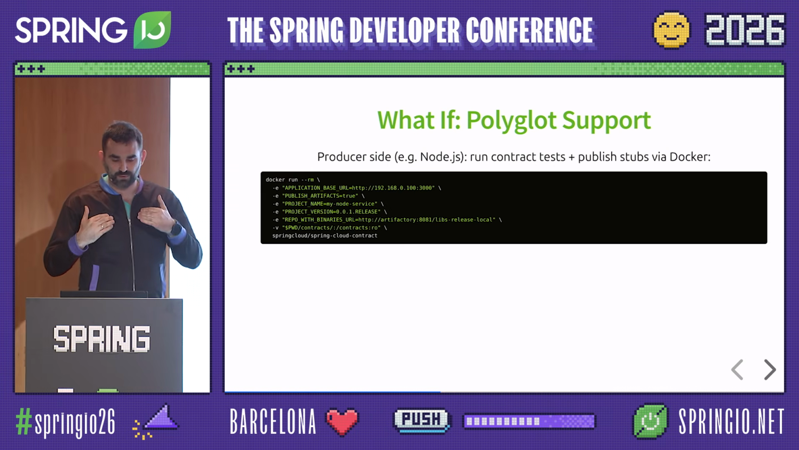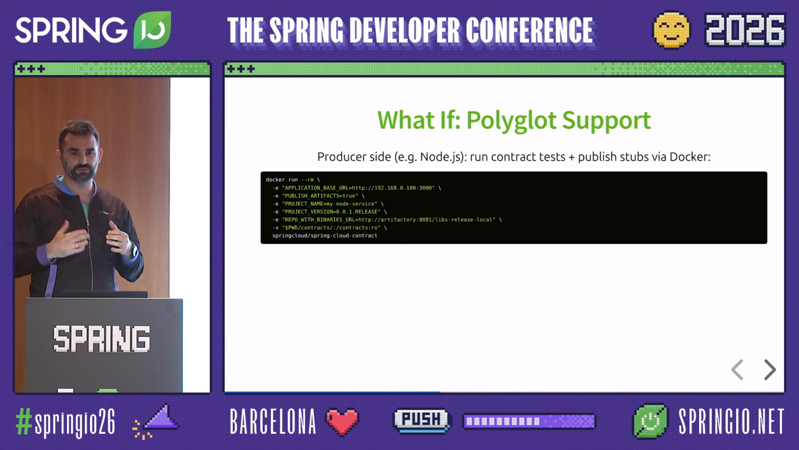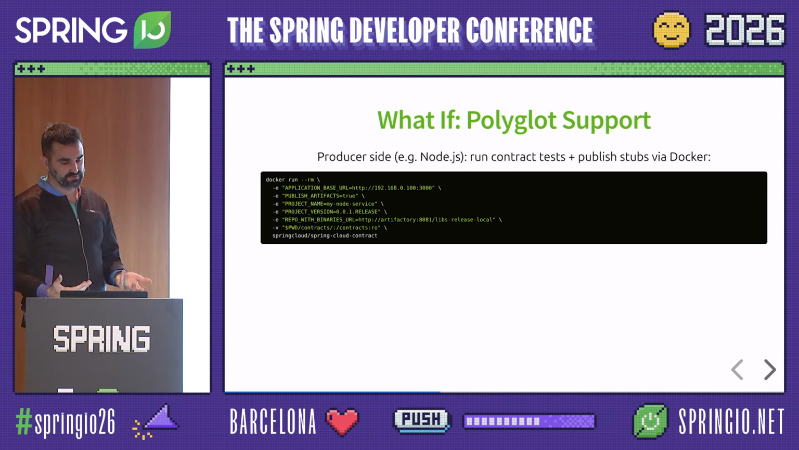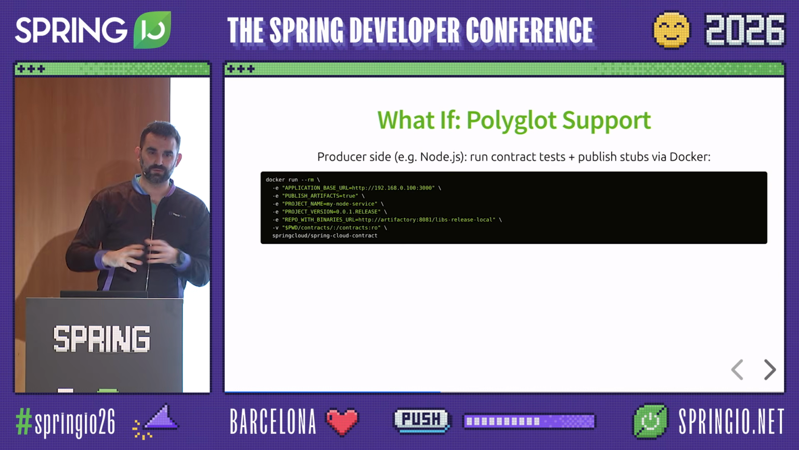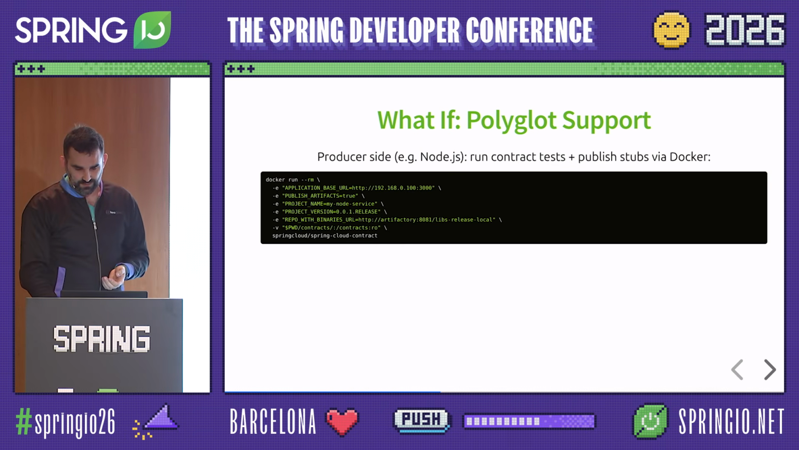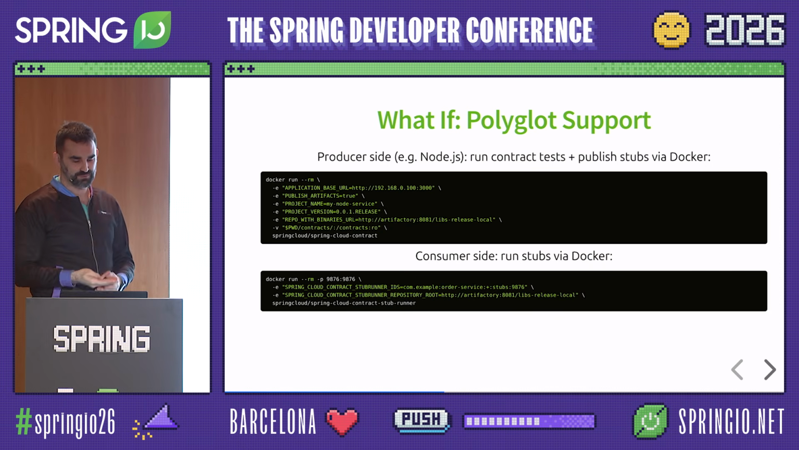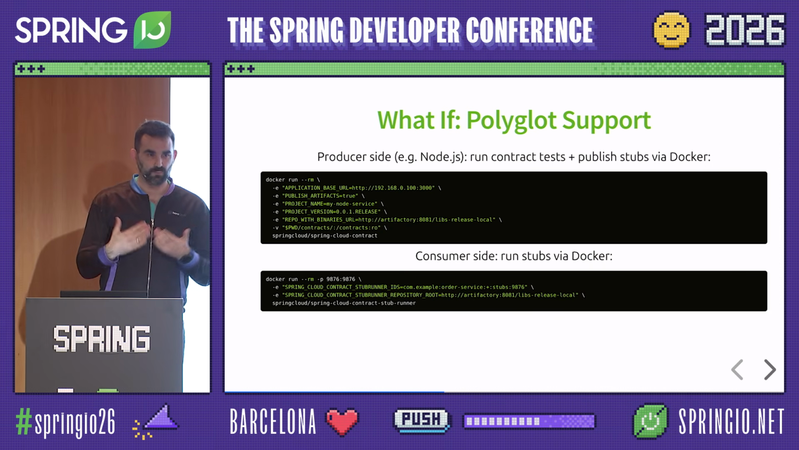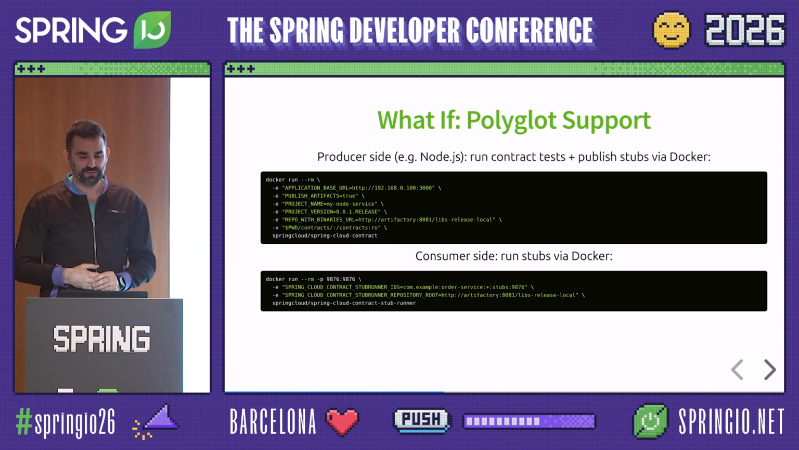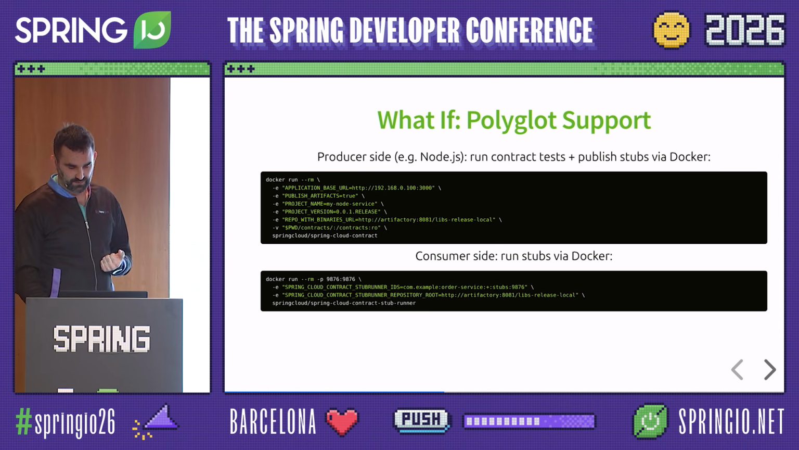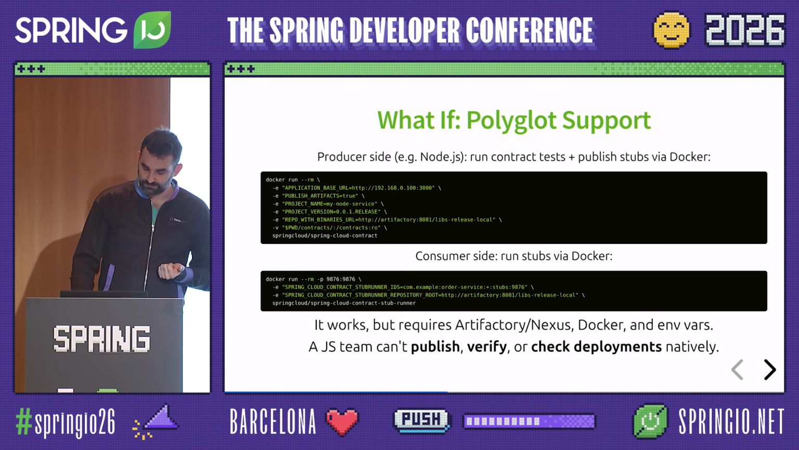What would happen is, the tests would run against the application base URL, so you'd have to start the Node app. The tests would be run. If the tests are passing, an artifact would be published and pushed to Artifactory. The same on the consumer side. You can run the Docker image, and it would fetch the stubs. It works. You can do it. But it's not native to the language. So better polyglot support would be great.